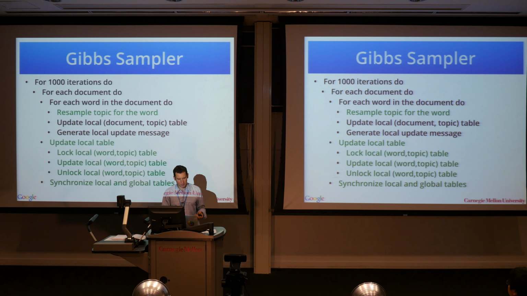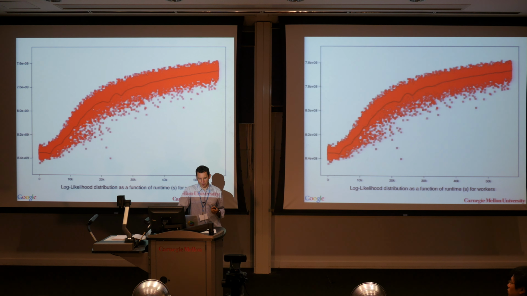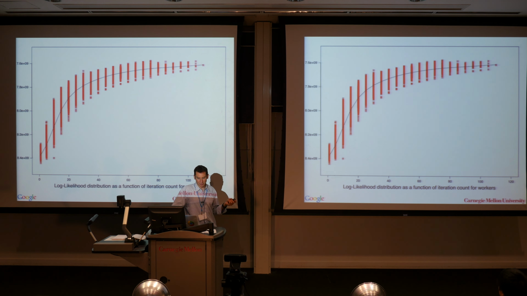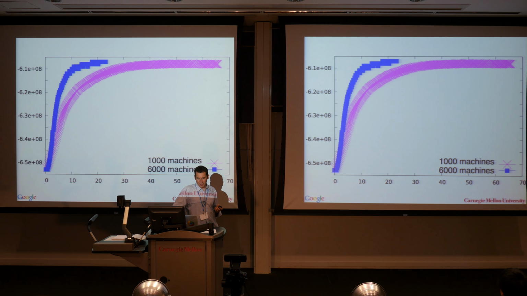Now let me show you a little bit how this looks in reality. This is log likelihood for running on 6,000 computers, as a function of runtime. This is stratified over iteration count. And here are convergences. This is on 500 million documents on 1,000 and 6,000 machines respectively. And you can see 6,000 machines are faster than 1,000 machines, which is good.